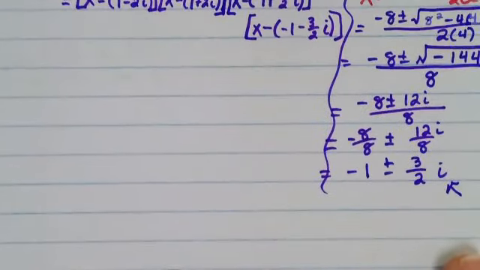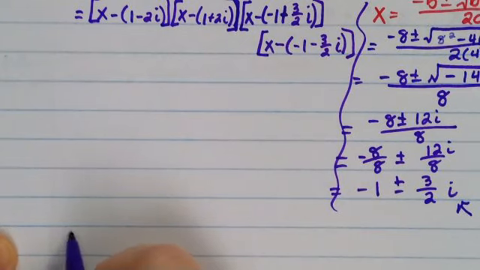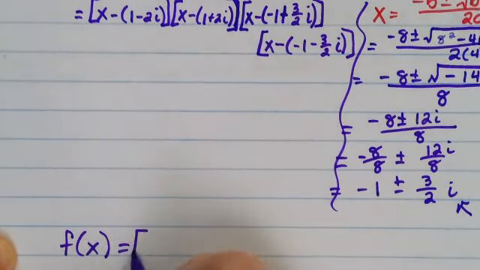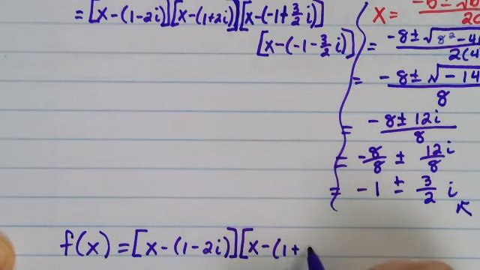I'm going to write it out just a tiny bit prettier down here so I can see it so I don't run out of room. This was, again, f of x equals x minus 1 minus 2i. Now we're actually missing something here. I don't know if you guys have noticed it or not. I'm going to go back and add something in just a second.